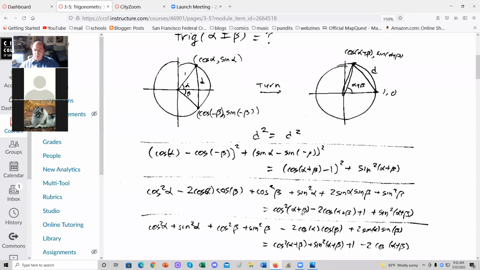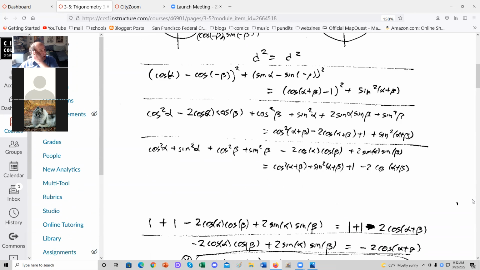Here on the left, it's cos squared of alpha plus beta, minus, because of the minus here, twice cos alpha plus beta, plus 1. And here's sine squared alpha plus beta. Now at this point, we get to use the Pythagorean relation: cos squared plus sine squared equals 1.